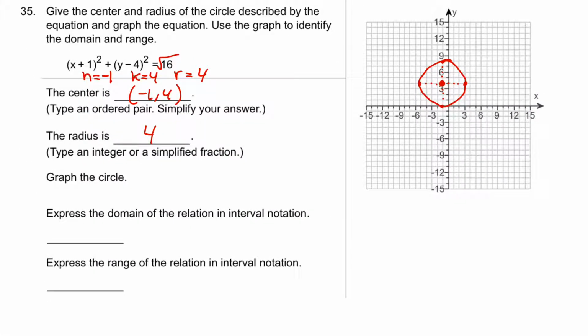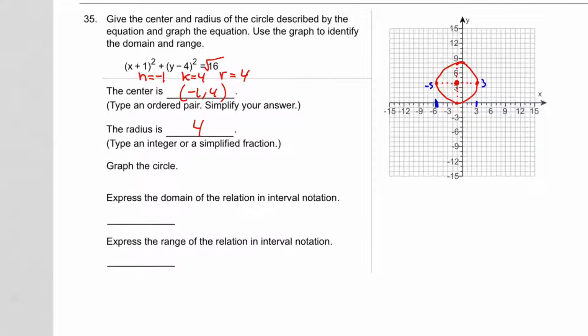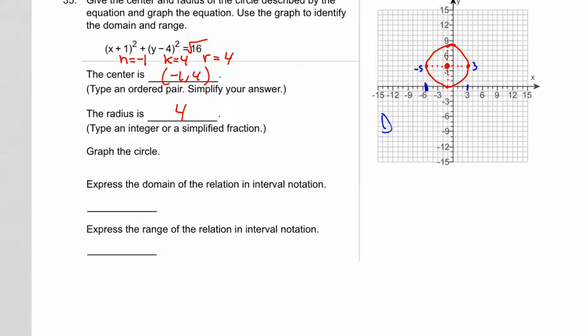Okay, then the domain, as you can see, that's a negative 5, and right here, that's a 3. So my domain is negative 5 to 3. And if you look at the range, down here that's a 0, and up here that's an 8. So my range is going to be from 0 to 8.